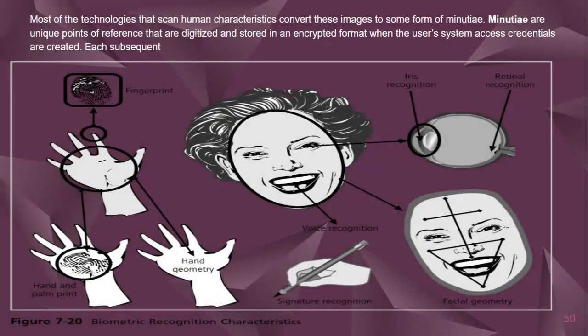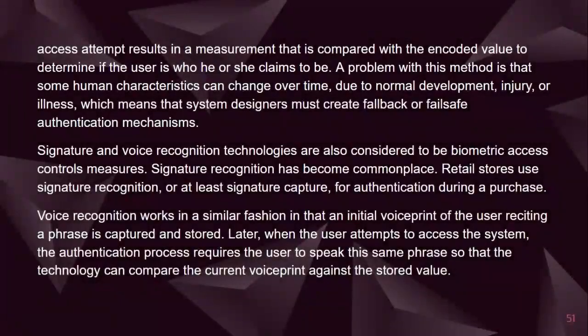Most of the technologies that scan human characteristics convert the image to some form of minutiae. Minutiae are unique points of reference that are digitized and stored in an encrypted format when the user's system access credentials are created. The picture shows biometric recognition characteristics. An access attempt results in a measurement that is compared with the encoded value to determine if the user is who he or she claims to be.